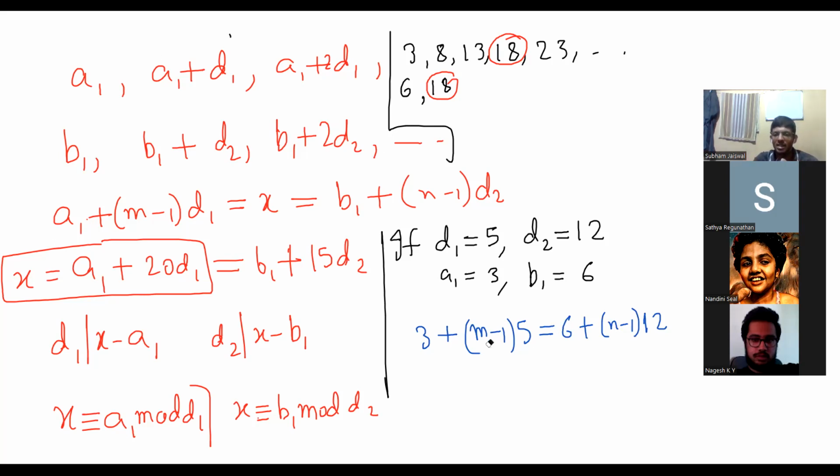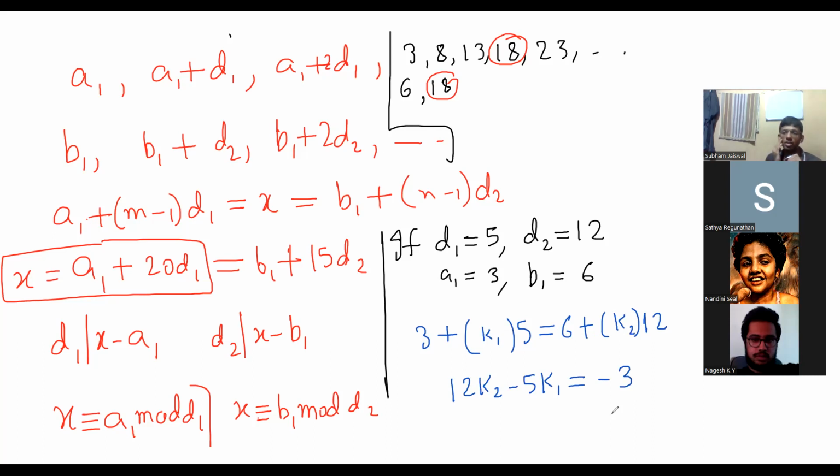But first you should notice that this m minus 1, n minus 1 is really bad. There's no need to write it like that. You can just write m and n, but maybe there might be a mix-up, so for the time being I'm just writing k1 and k2. You just want to find k1 and k2 which will work. And this is 12k2 minus 5k1. So just check it is minus. You just want to solve this.